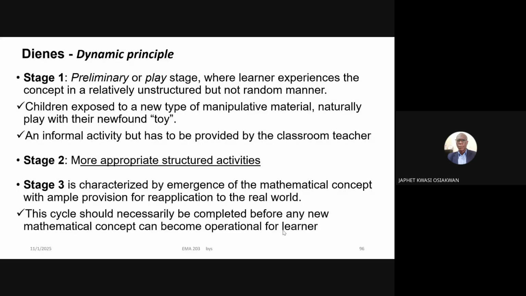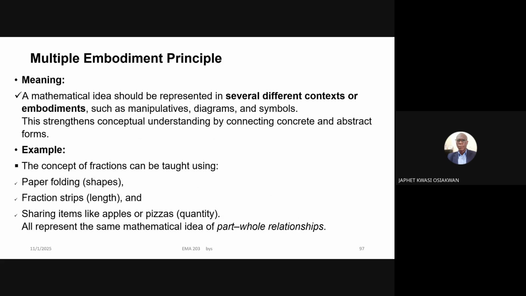So please, let us be careful with the principles. We have seen the dynamic principle. So let's see the multiple embodiment principle. Here, you're saying that the mathematical idea should be represented in several different examples, not just a lot, but several different. Okay, sir. Different examples in different contexts. Okay, in context. So be careful there. Mathematical ideas should be represented in several different contexts or embodiments.